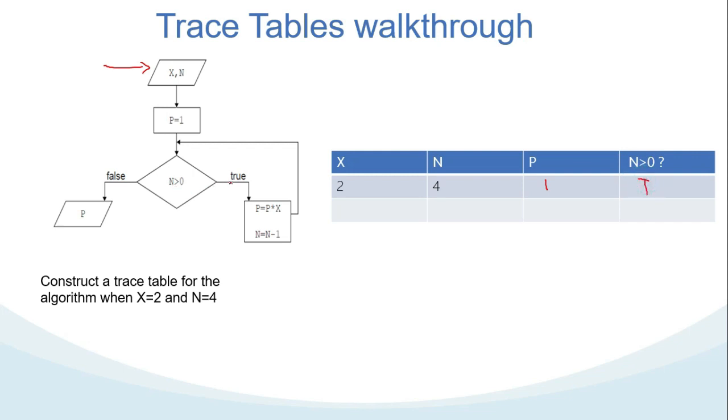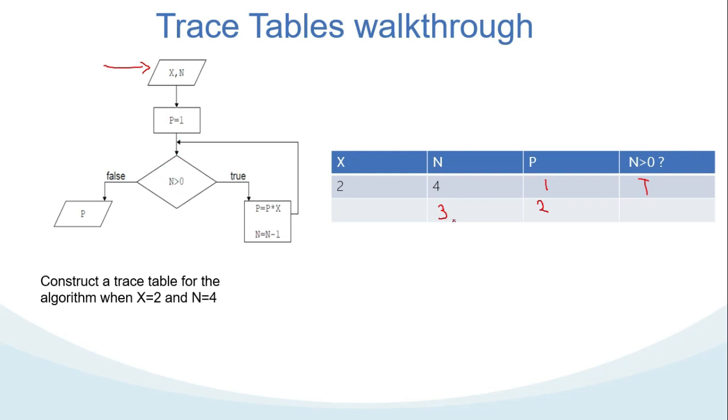Since it is true, we will run this. P was 1 times X, which is 2. 1 times 2 is 2 and we put it on P. So our P now is 2. N is 4 minus 1, which is 3. We put it under N. So N now is 3. And then go back to this. When we go back to this, we will read again the checking.